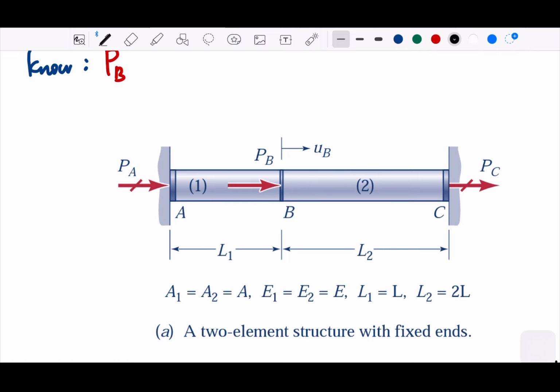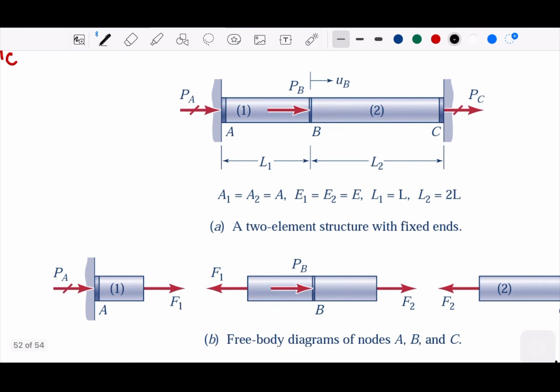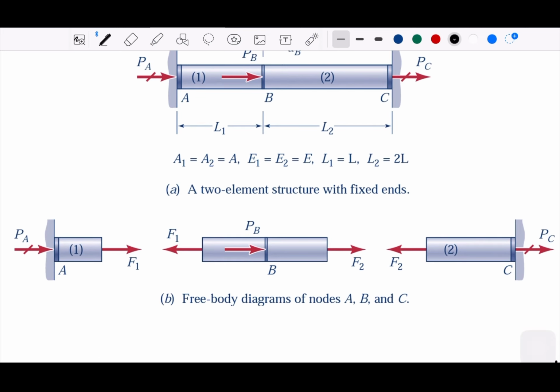Okay. So that's the information given. Now to start with, we can take the equilibrium. Now look at this, if we cut open. This is similar to what we have done, but let's see here. We have the free body diagram for each node, for A, B, and C.